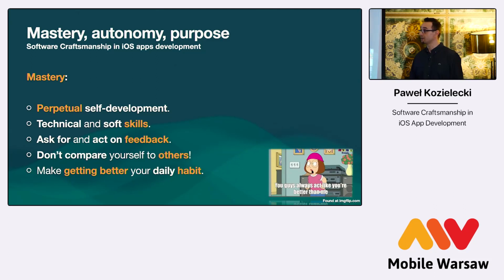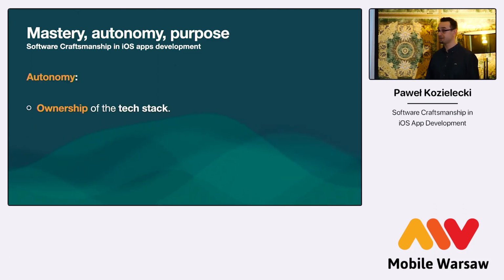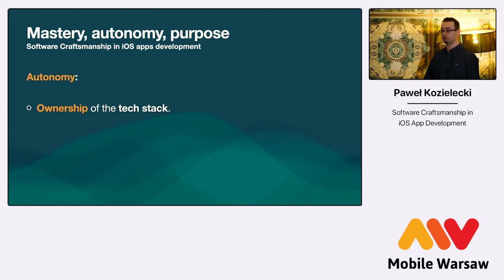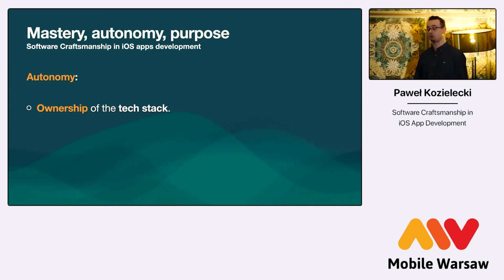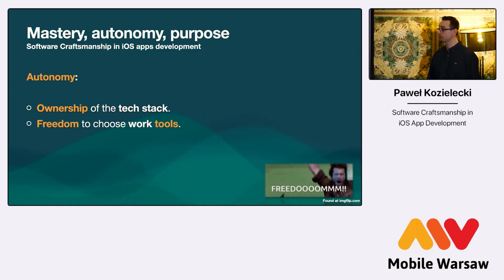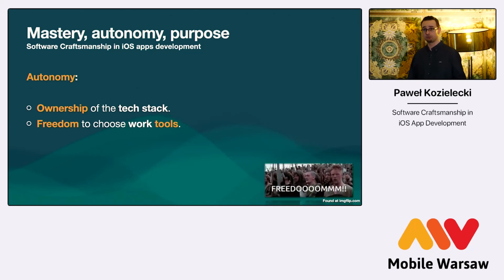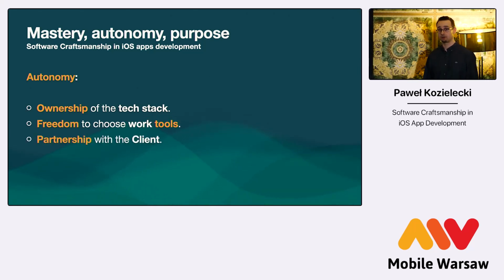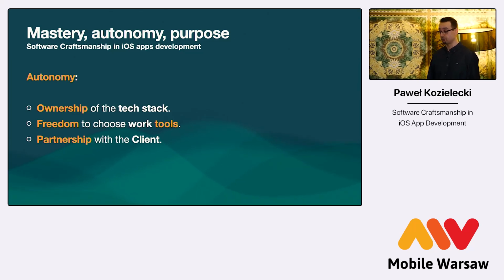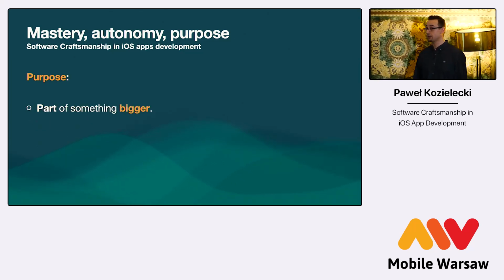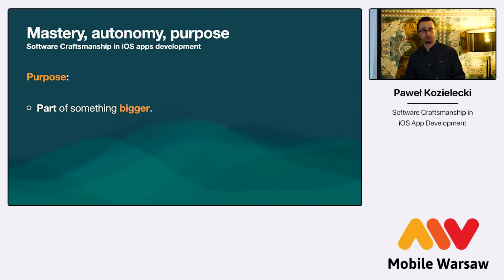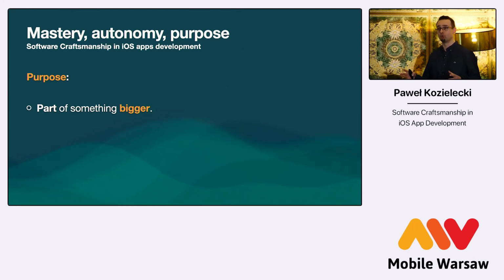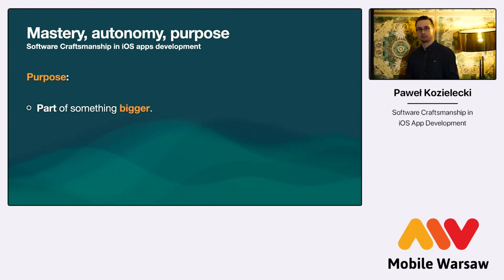Okay, that's mastery. Autonomy, essentially, it's being captain of your own ship, right? Taking that ownership of a technical stack, freedom to choose the tools you think are best for the job, and developing that partnership with your client, right? I mean, pretty straightforward. What about purpose then? Essentially, I define purpose as being part of something more than just doing another application, right?